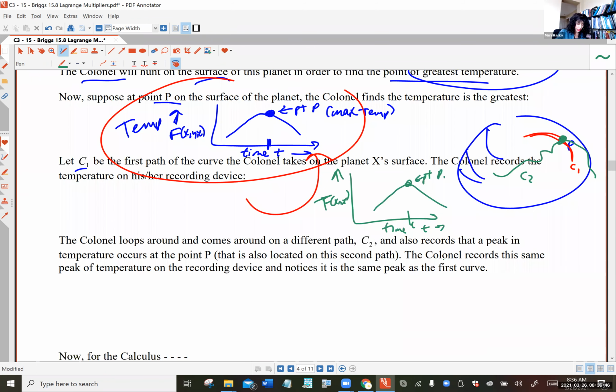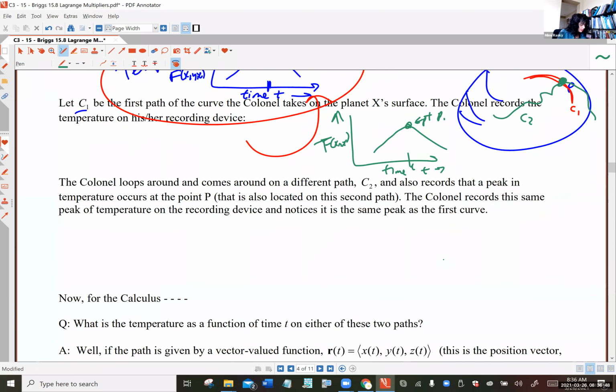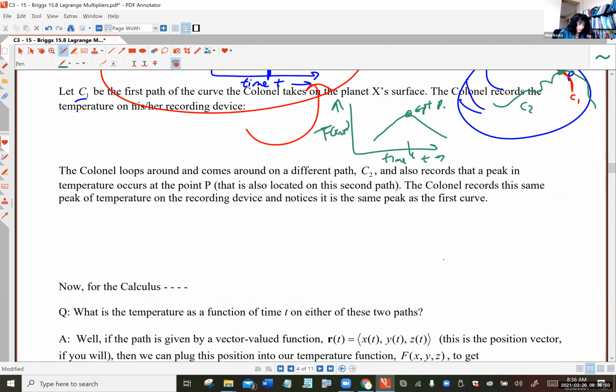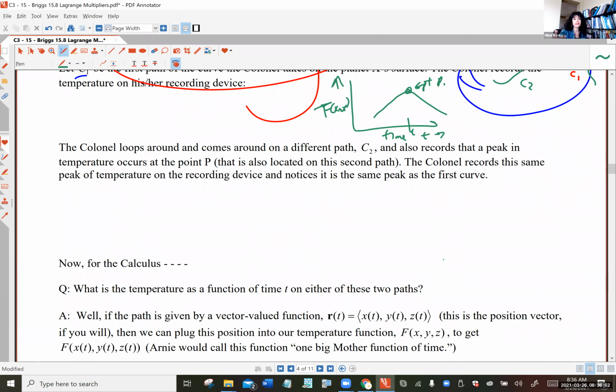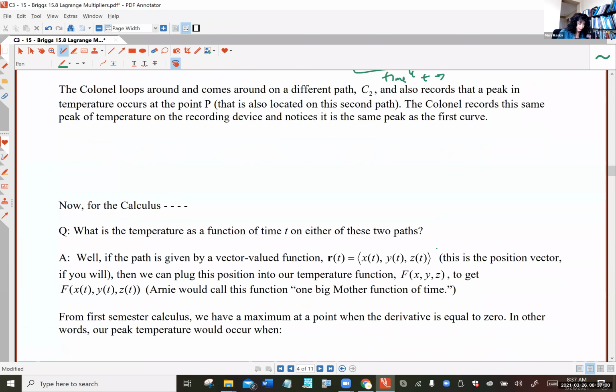It's like, okay, shoot, how is this possible? Maybe he could go on the planet some more, do a whole bunch of paths, and just keep finding that every time he gets this max at the point P. So what about this temperature function? This is big F of x, y, z, where x, y, z is a point now on the planet. Planet is there. What's the function of time?